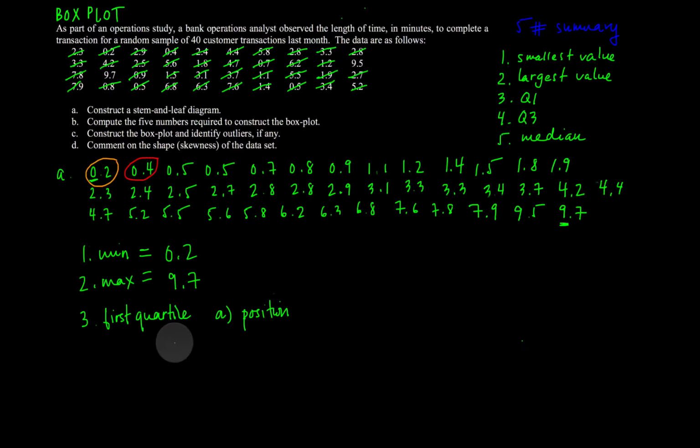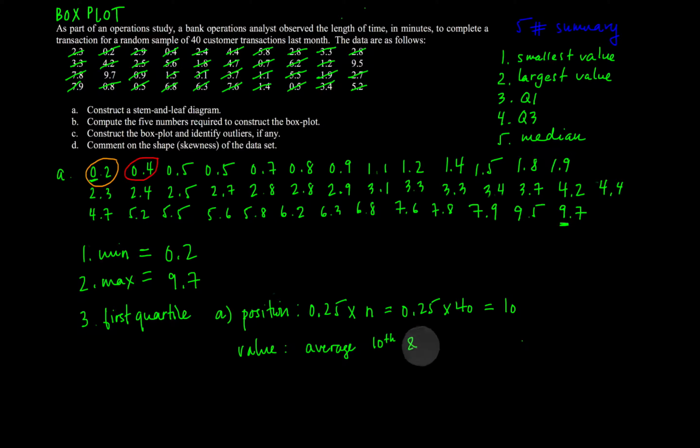So first quartile, we know that's 25%. So the position is found by doing 0.25 times the sample size, which here will equal 0.25 times 40, which is equal to 10. So that's the position of my value. Now, because it's an even number, in order to determine the value, I'm going to have to take the average of the 10th and 11th position.